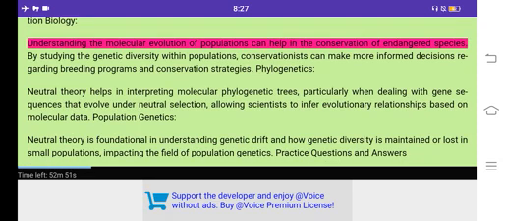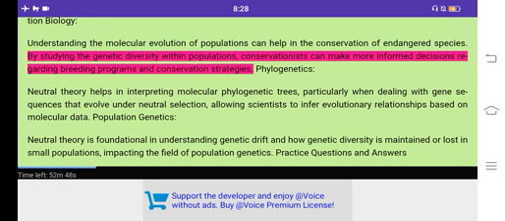Conservation biology. Understanding the molecular evolution of populations can help in the conservation of endangered species. By studying the genetic diversity within populations, conservationists can make more informed decisions regarding breeding programs and conservation strategies.